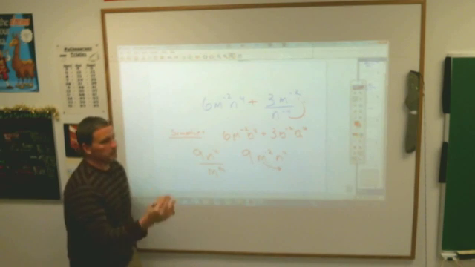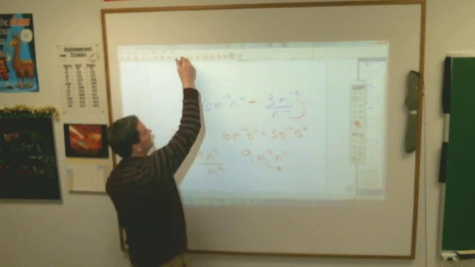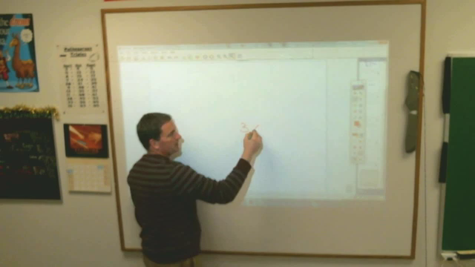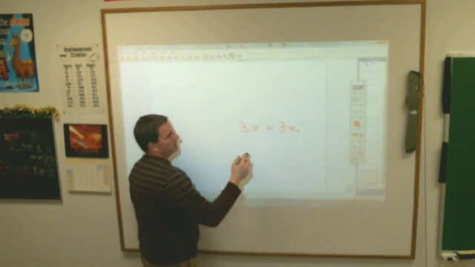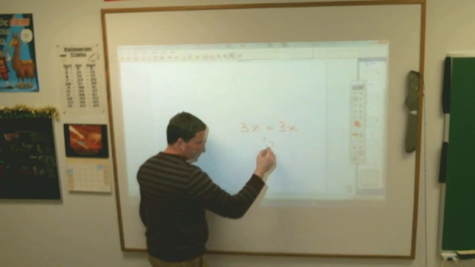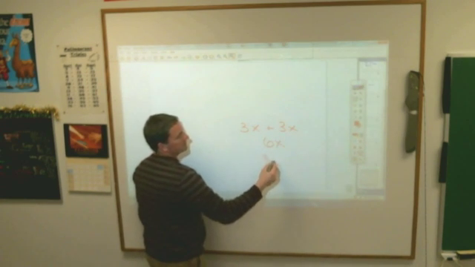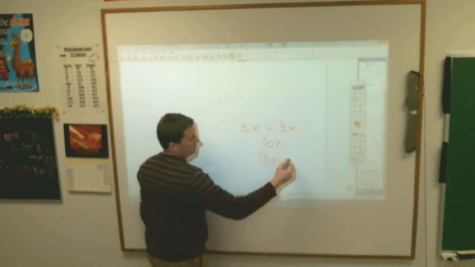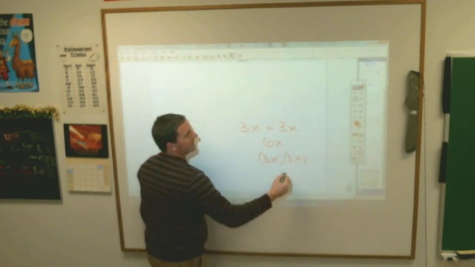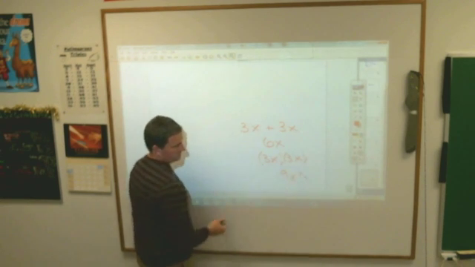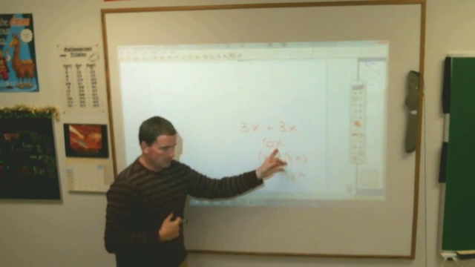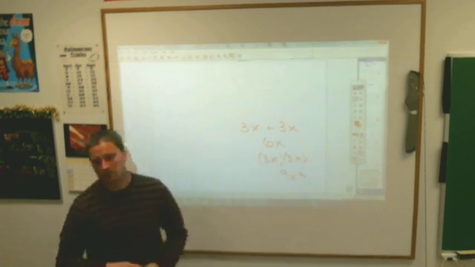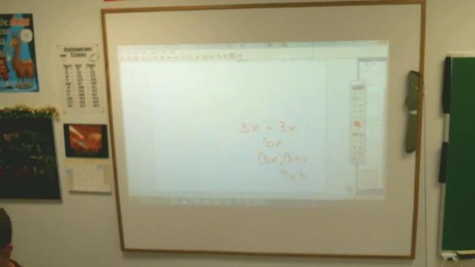And again, Taylor, the review on this is this. Here's the difference. If I have 3x plus 3x, that is 6x. But if I have 3x times 3x, that's 9x squared. Adding stays the same, multiplying changes it. Perfect. We are moving forward. I love that. All right.